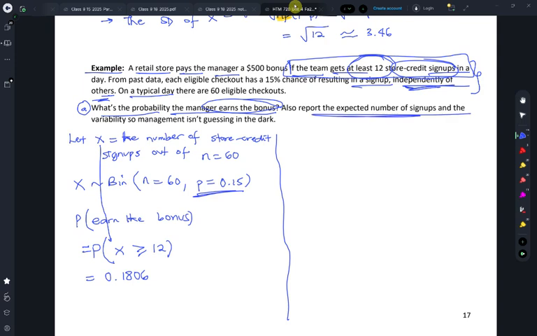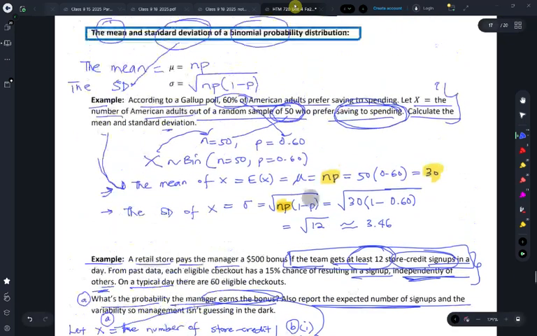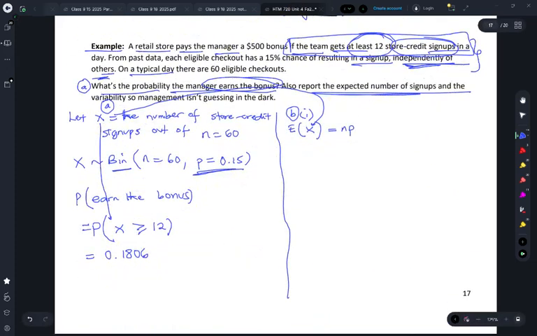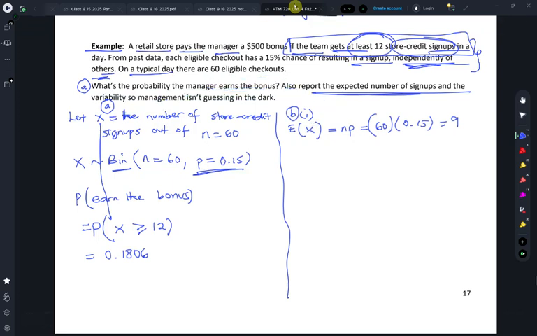We are to report the expected number of signups. So part B1: the expected number of X, because X is the number of signups. Since we're dealing with a binomial distribution, we're good to use this formula, only when we're dealing with the binomial distribution. So that would be 60 multiplied by 0.15. And using my calculator, I have 9. This is the expected number of signups if the trends in the past data remain applicable.